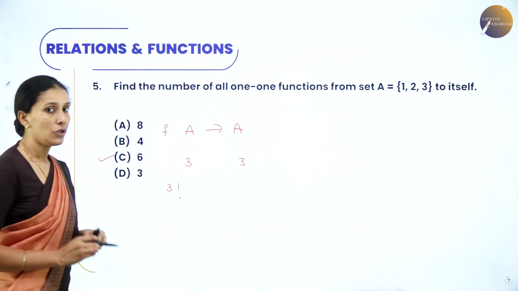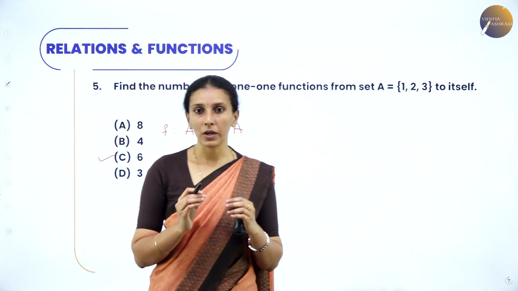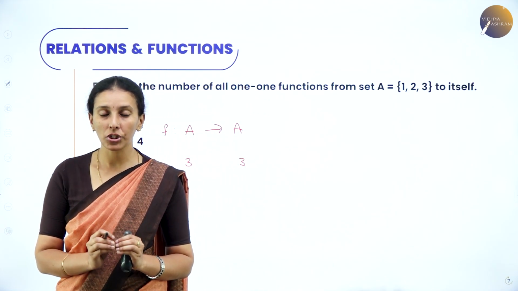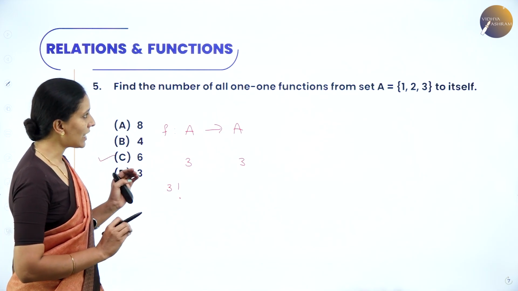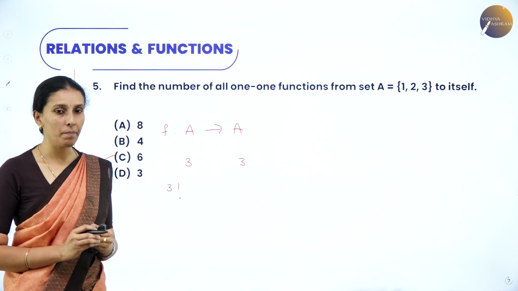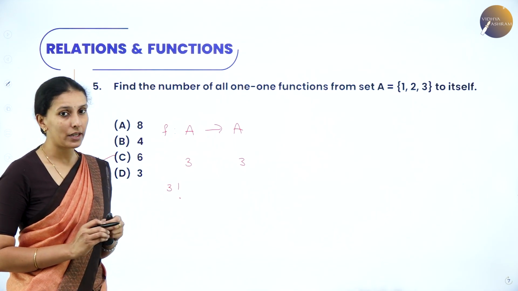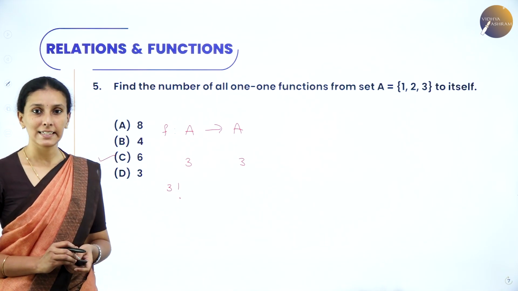is 6. It is always in the form of n factorial, because when we say one-one function, the images are distinct. So when we consider set A to itself, it is always n factorial form. Now here we have n is equal to 3, so it is 3 factorial, whose value is 6.